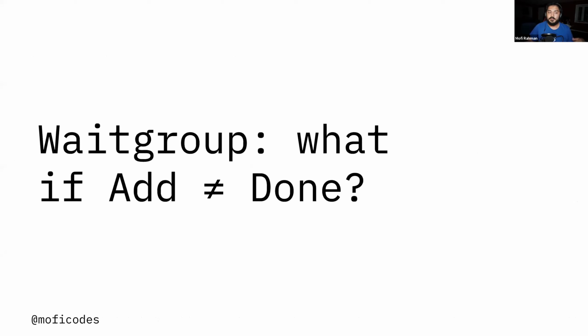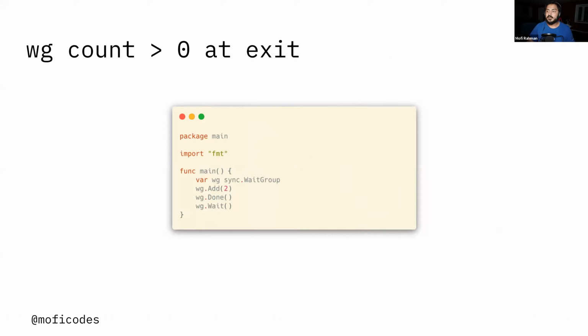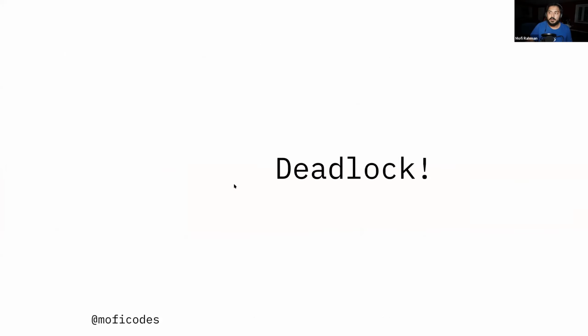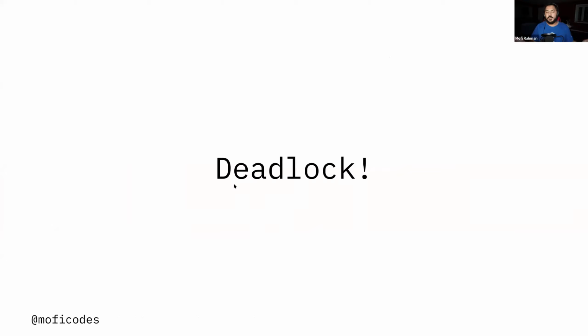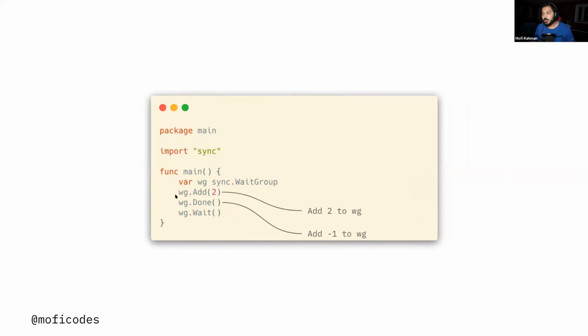Now, what if, at the end of your program execution, add and done are not equal to the same number? What can happen? If the wait group count is greater than 0, for example, you add 2 to the wait group, call done once, and call wait, that would result in a deadlock. Deadlock is a situation where the program cannot go anywhere, just stuck in that place. The reason it deadlocks is that we added 2 here, and we called done once, which added -1 to the wait group. So it's now at 1, and you will wait forever. It will never go to 0.